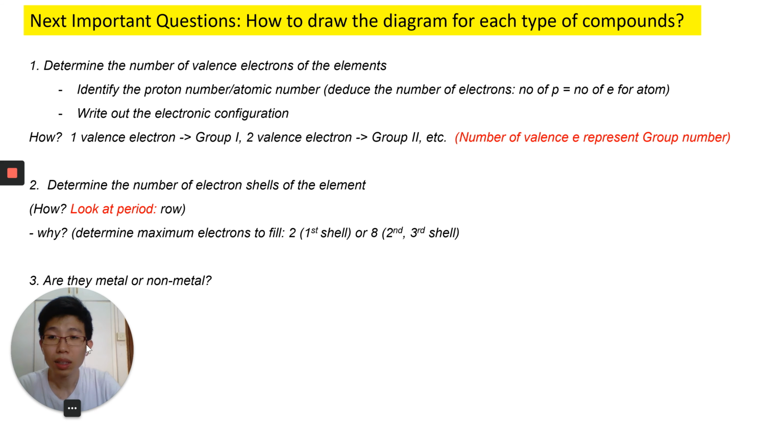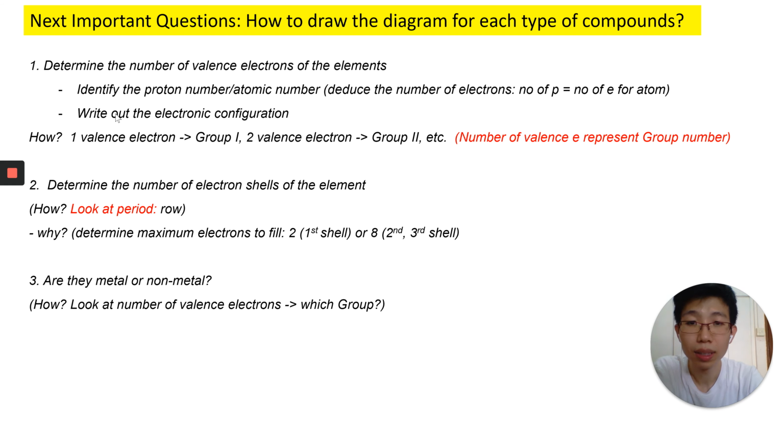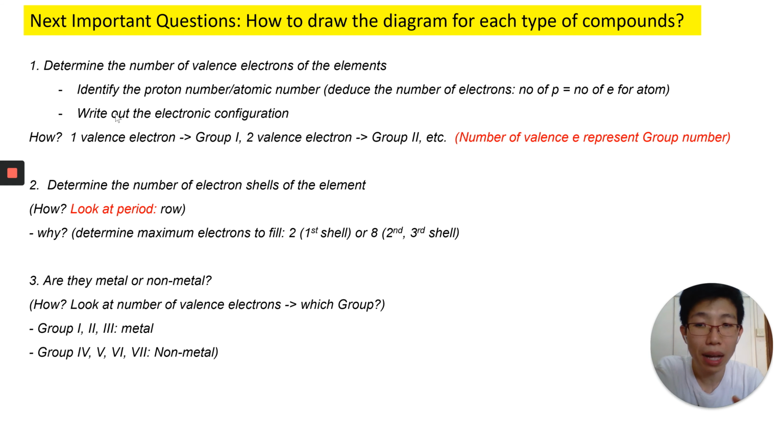After considering all these questions, you'll be able to tell whether an element is a metal or a non-metal. How do you tell? You just look at the number of valence electrons. If it's 1 valence electron, it means it's group 1, and groups 1, 2 and 3 are metals. For groups 4, 5, 6, 7, they are non-metals. So this is how we classify whether an element is a metal or non-metal, just by looking at the valence electrons.